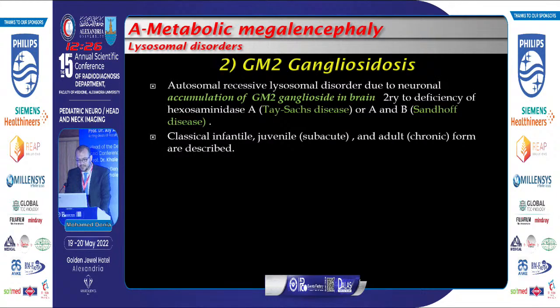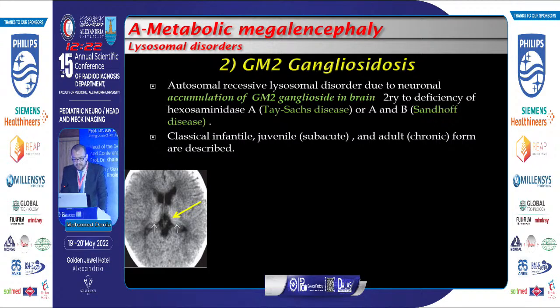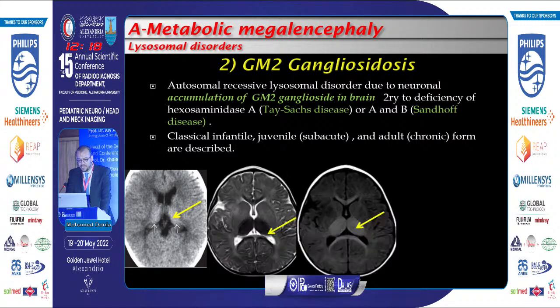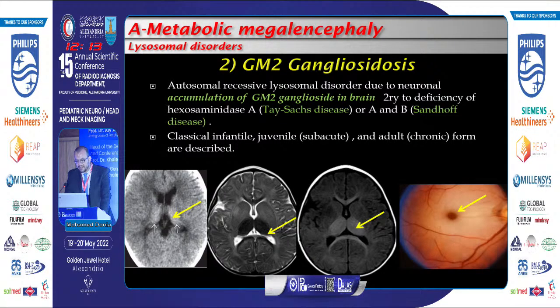GM2 gangliosidosis, it may be due to Tay-Sachs disease or Sandhoff disease. There is hyperdense thalami on CT, while on MR there are T2 hypointense and T1 hyperintense thalami. And in the retina, there is a cherry red spot.